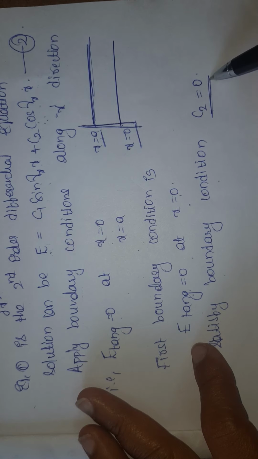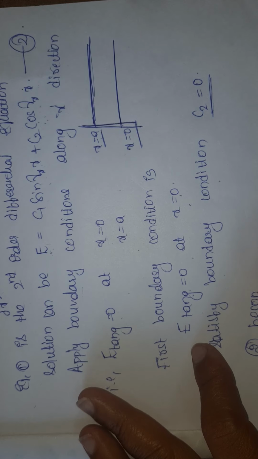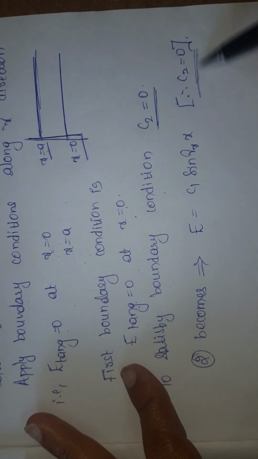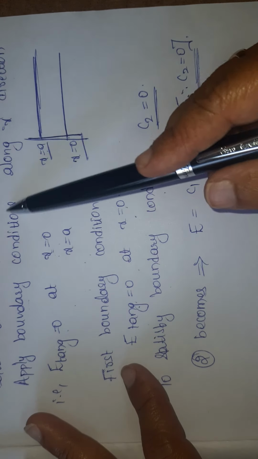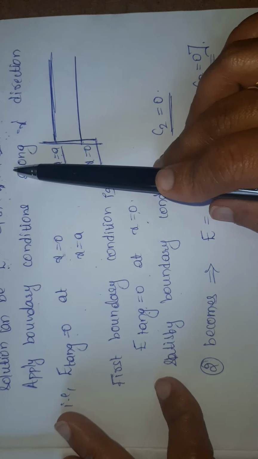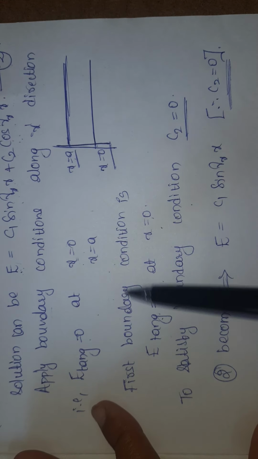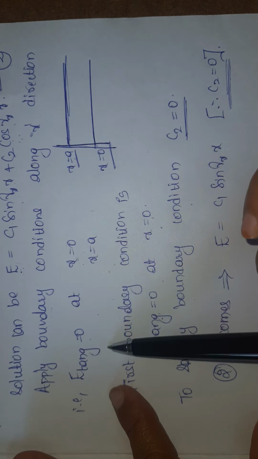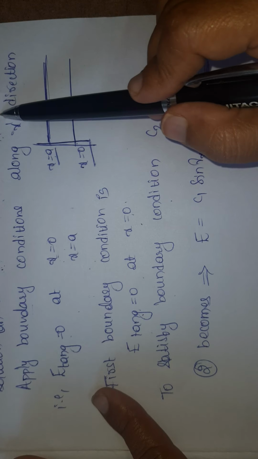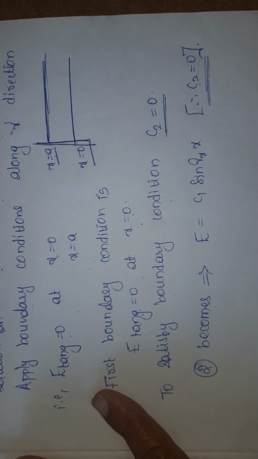So if C2 is equal to 0, what about equation 2? Equation 2 becomes E is equal to C1 sin gamma x of x, because C2 is equal to 0. This is the finalized form by satisfying the boundary condition for equation 2. Equation 2 will satisfy this condition if and only if C2 equals 0. Now I am substituting C2 equal to 0 in this equation. I will get E is equal to C1 sin gamma x of x.